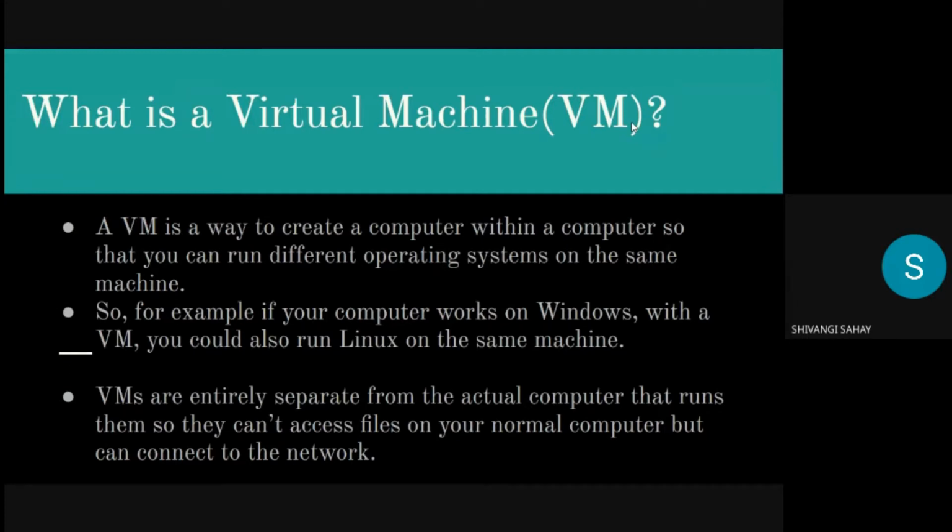So a virtual machine is basically a fake computer inside your real computer. It's a way to create a computer within a computer so that we can run different operating systems on the same machine. That means all the virtual machines that we create are separate from each other, and any process that is happening in one virtual machine does not affect the other virtual machine.